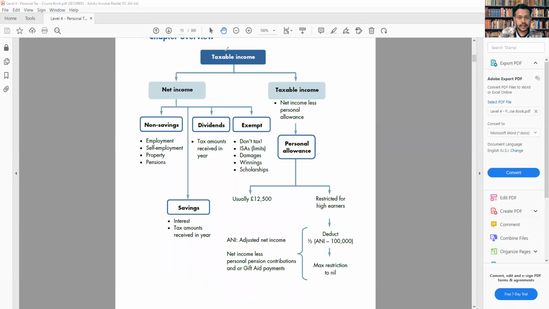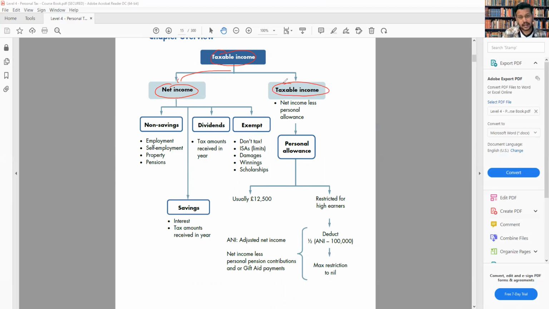So taxable income is all about the amount where the tax will be calculated. So taxable income, some income is exempted. And that's the reason we use the word taxable income. Because if the income is exempted, this is not the taxable income. So from the taxable income, we can see we have two things. One is net income and one is taxable income.